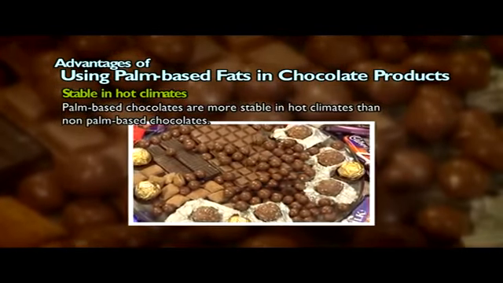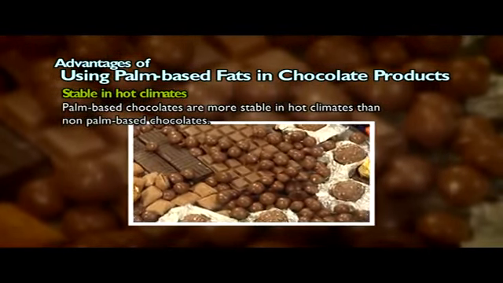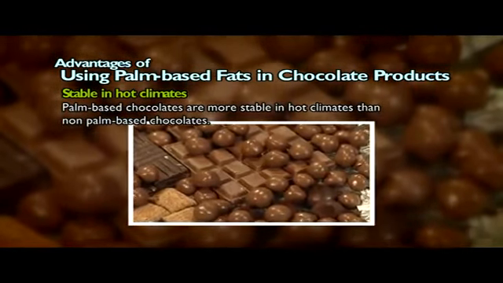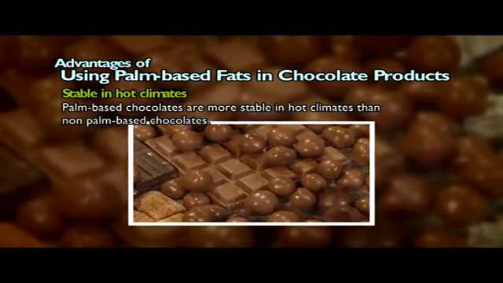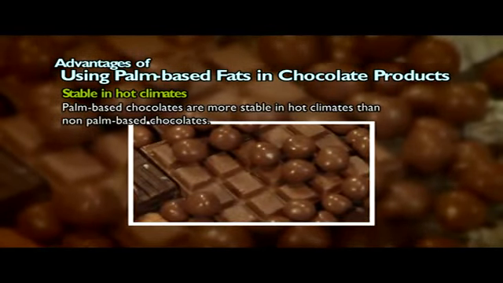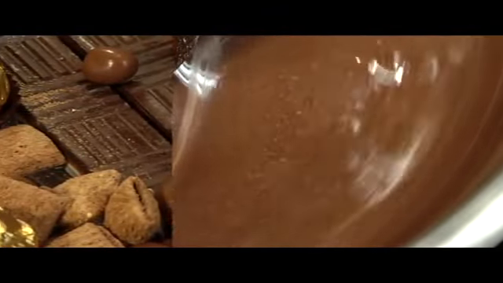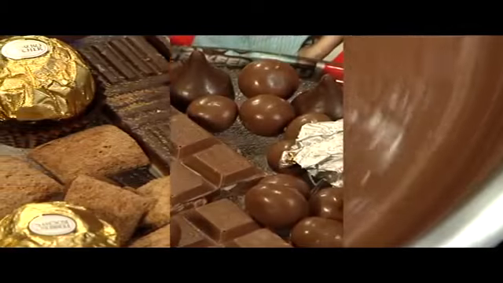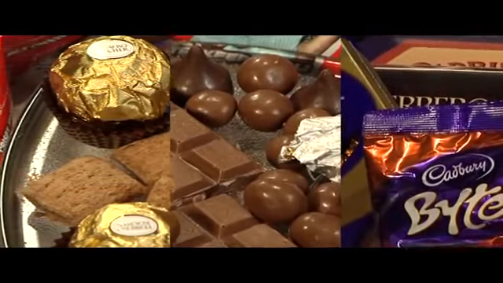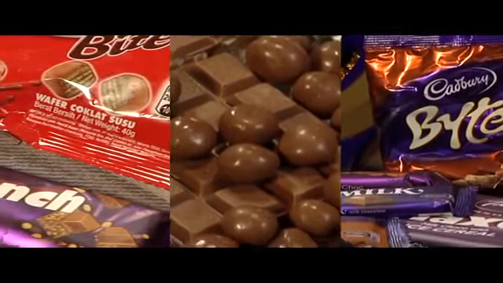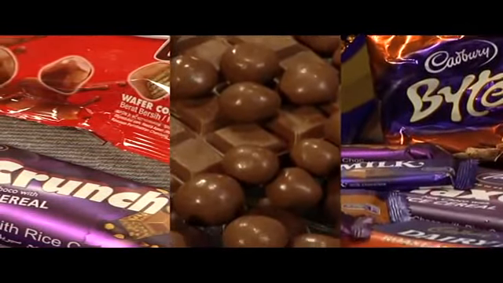Palm-based chocolates are more stable in hot climates than non-palm-based chocolates due to higher solid fat profile at increased temperatures. However, the chocolate still melts in the mouth due to the stiff melting profile of the fat. Palm oil and palm kernel oil are ideal raw materials for the production of specialty fats due to their excellent physio-chemical properties. They can be further modified to extend their range of utilization.